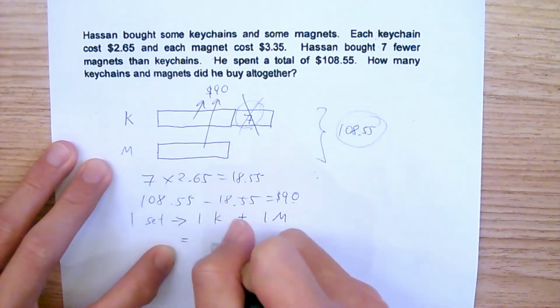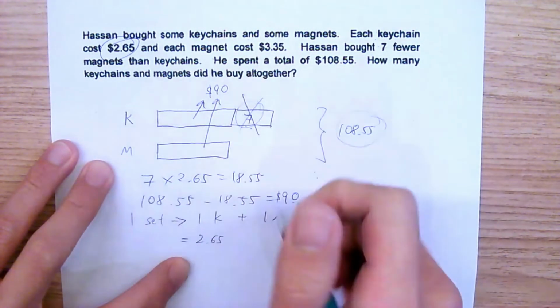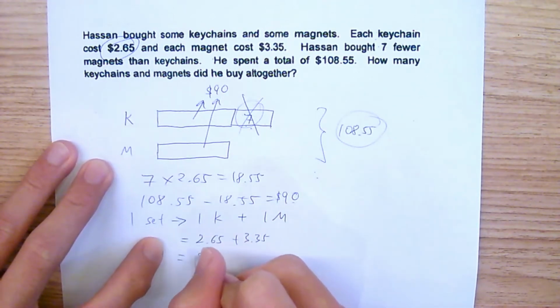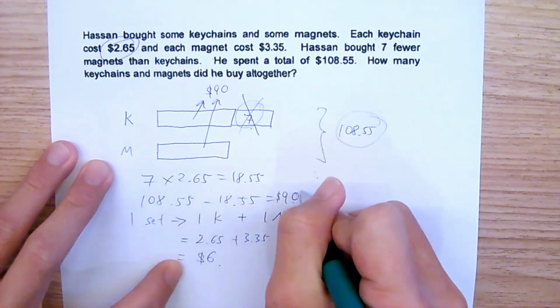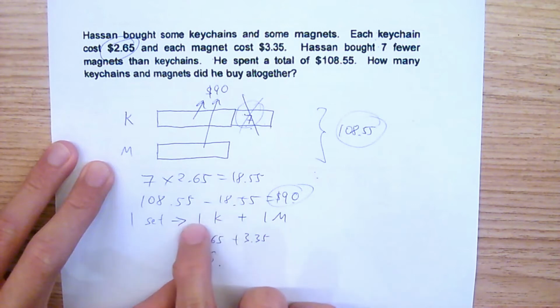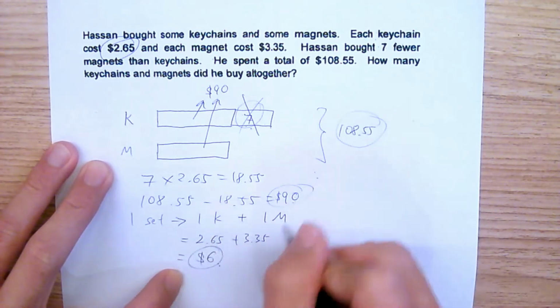Okay, and in one set, 1 keychain is how much? $2.65. 1 magnet is how much? $3.35. If you add both of them up together, they're going to give you $6. Now in this $90, he bought the same number of keychains and magnets, and in one set, 1 keychain and 1 magnet is this much. So I'm going to take this one divided by this one.